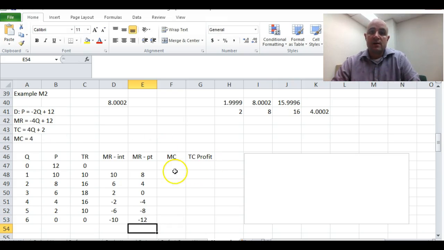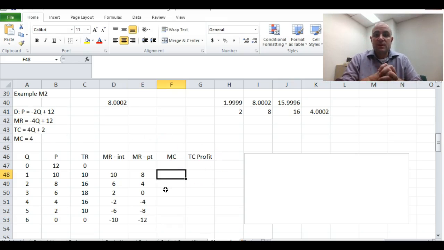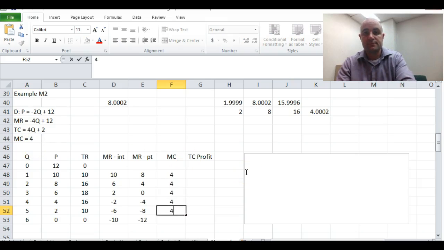Okay. Now, the marginal cost. The marginal cost, we have an equation here. It's given. And the marginal cost is just going to be 4. We're just going to say it's constant in this case.